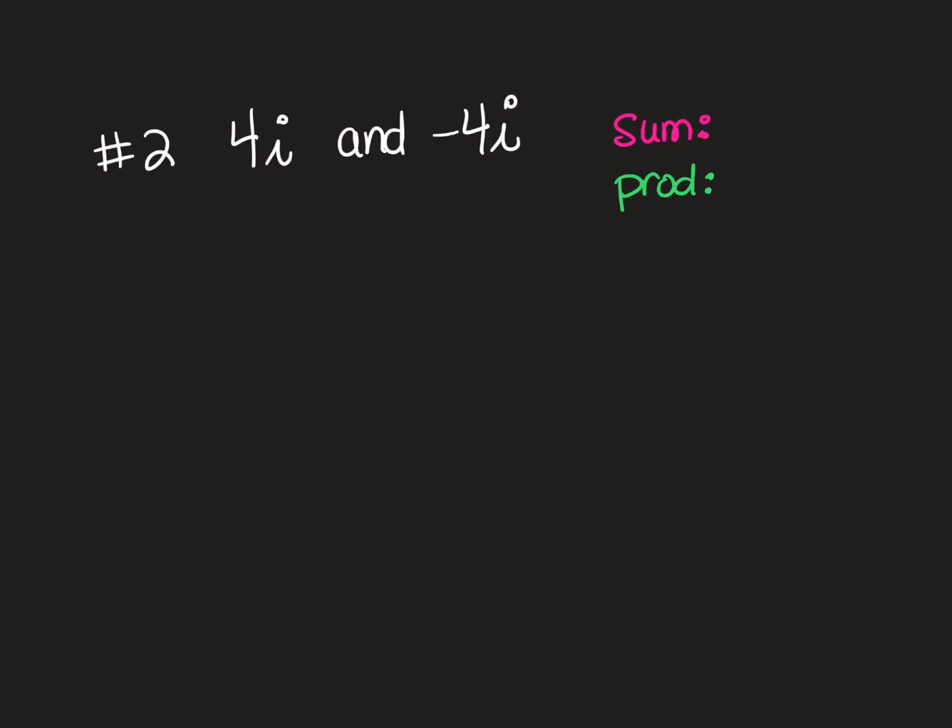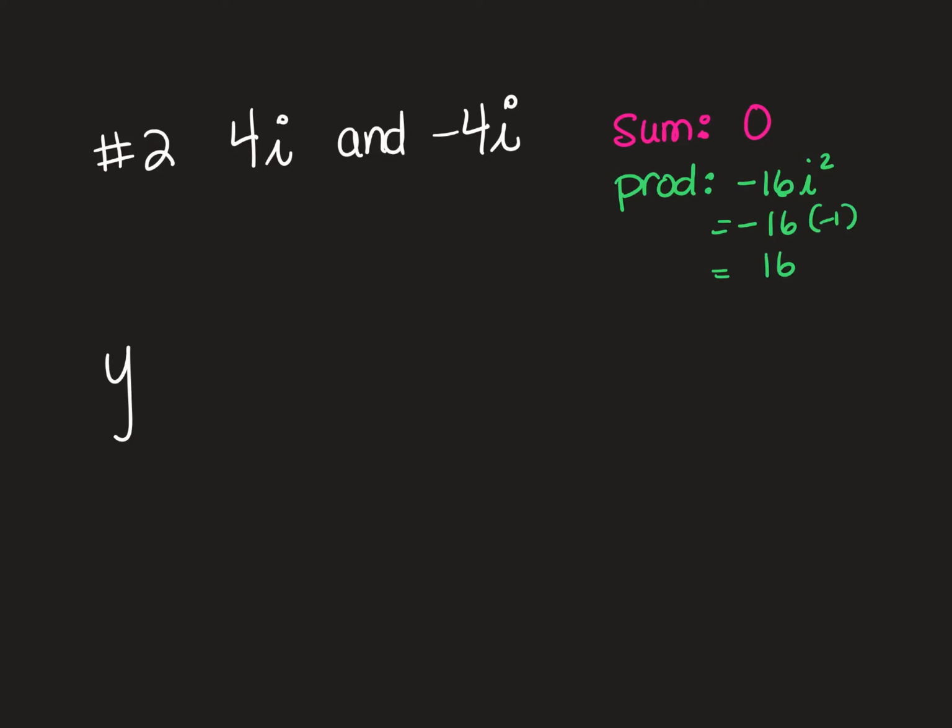So the sum of the two roots, well, we add 4i and negative 4i, we get 0. The product of the two roots, when you multiply 4i times negative 4i, you get negative 16i squared, which is really negative 16 times negative 1, which is positive 16.